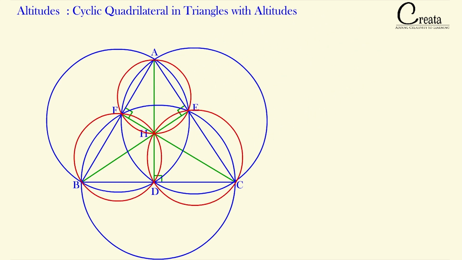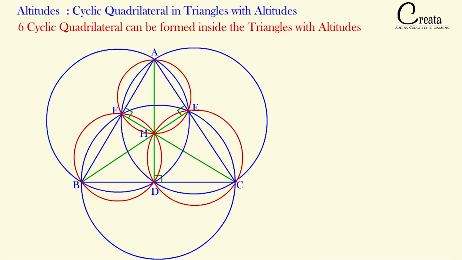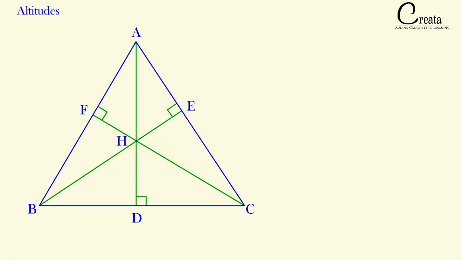So we got 6 cyclic quadrilaterals inside the triangle ABC with the altitudes. Got it? This is a type of question which is asked in competitive exams. So you got the basic fundamental of how to identify the cyclic quadrilaterals. Let's move to the next fundamental.